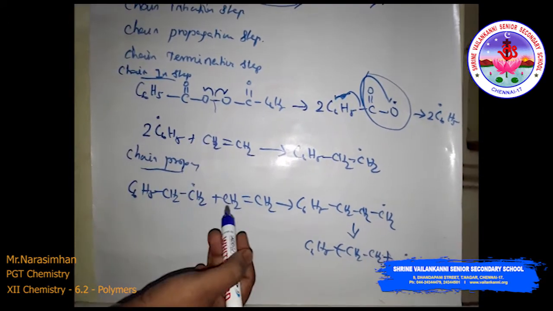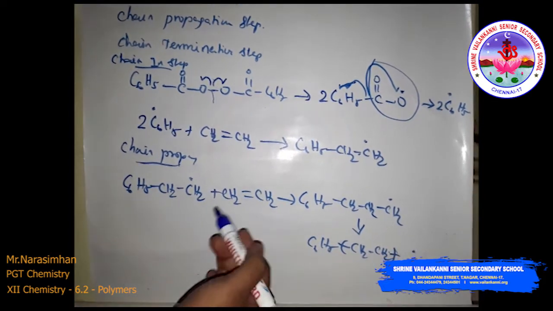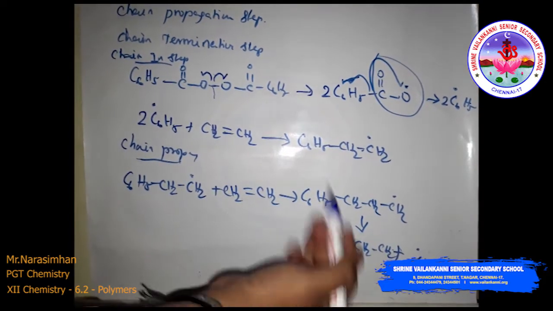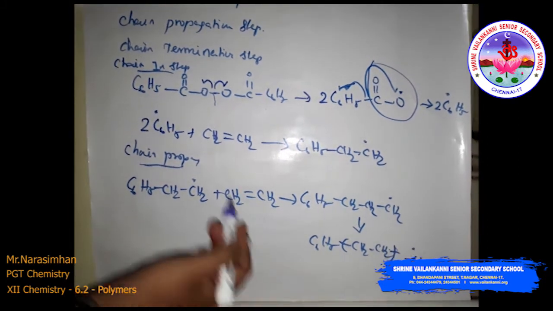Ultimately, at some stage, the product radical thus formed reacts with another radical to form a polymerized product. That is called the chain terminating step.